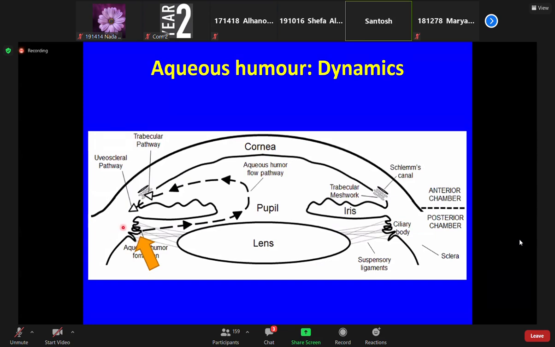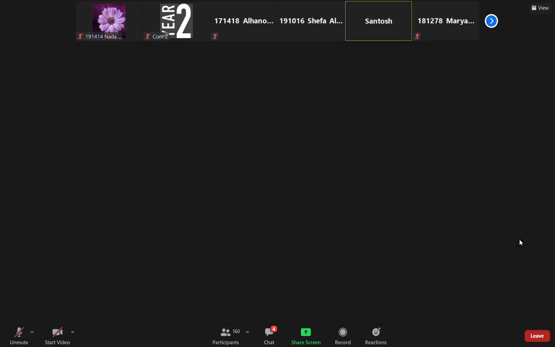And then where does it go? Posterior chamber. Yes, so first it's produced in the posterior chamber from the ciliary body. And then from the posterior chamber, this is the posterior chamber, behind the iris and in front of the lens. So this area is the posterior chamber. We are not talking about the vitreous chamber or the vitreous cavity. Yes, it passes from the posterior chamber through the pupil into the anterior chamber. Yes, very good.